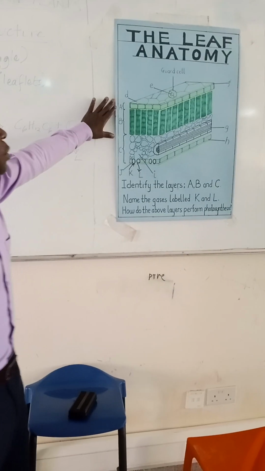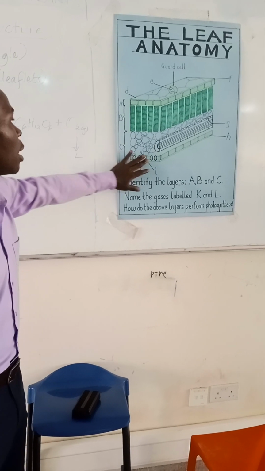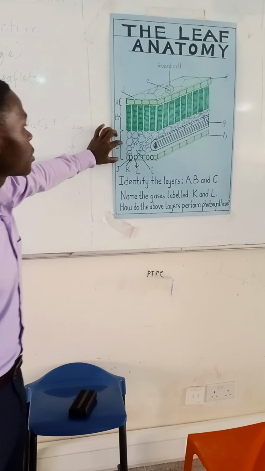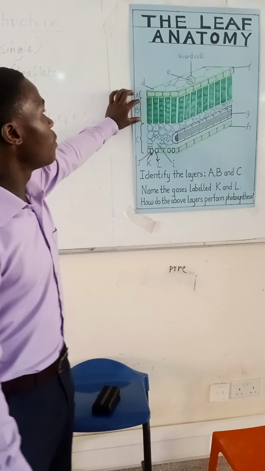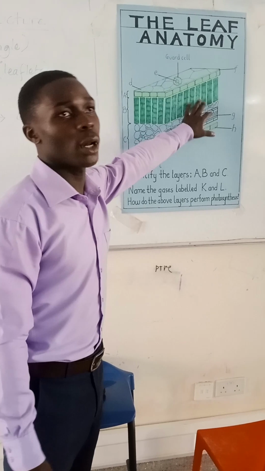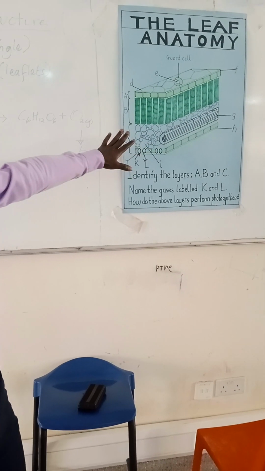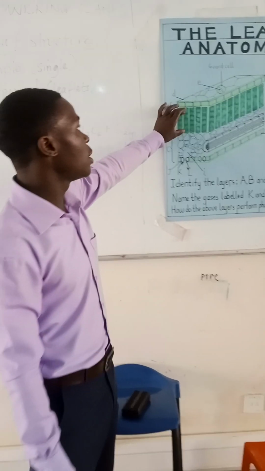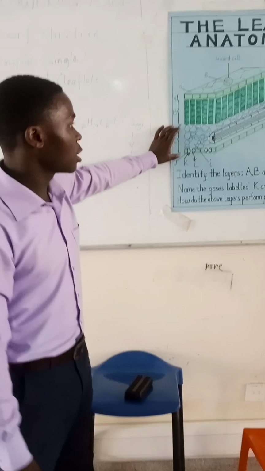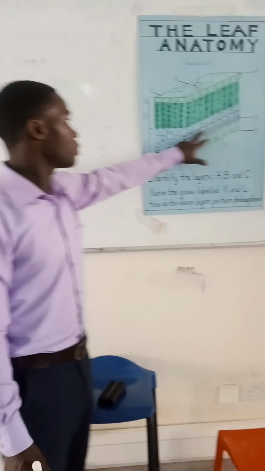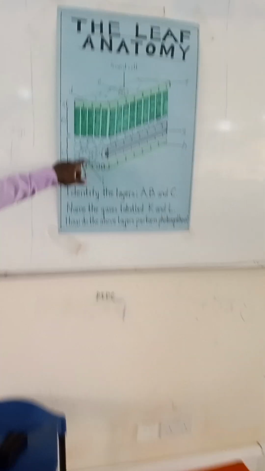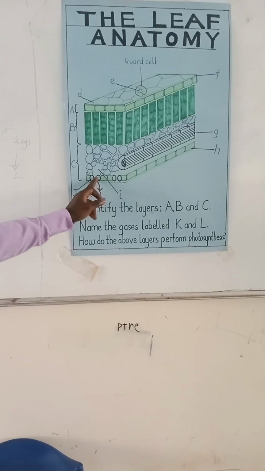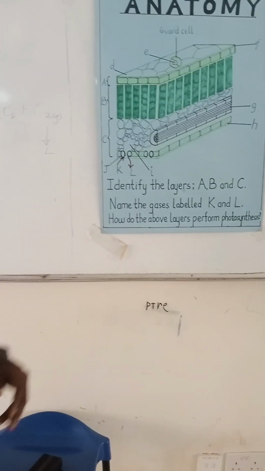The different layers, we said A is the epidermal layer. Then as we see, B and C combined are called the mesophyll layers. And B, we are seeing it's purely green. This purely green layer is the palisade mesophyll layer. And C is the spongy mesophyll layer. We can see it has some spaces, like this one named I, which we call the air spaces, next to our stomata here, where the gases enter.